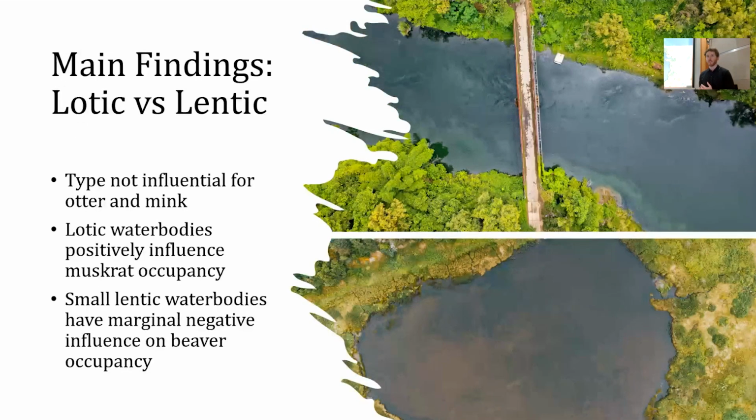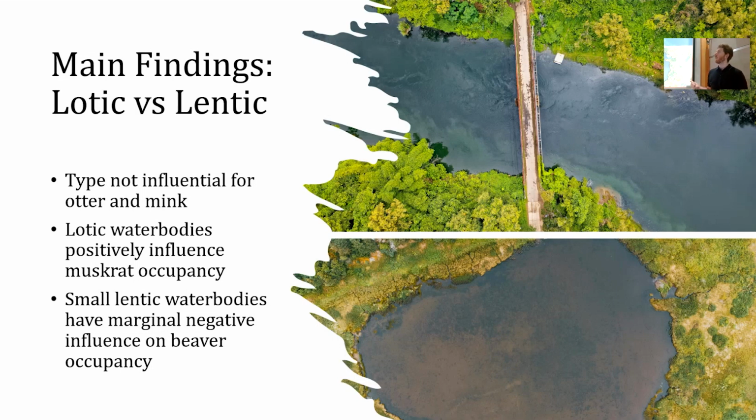I also found some interesting differences between water body type. Specifically, that type wasn't influential for otter and mink occupancy. While that may not seem interesting, it's really suggesting that if you're not more likely to find these species in one over the other, they're likely using both. And I think that does have some implications for previous research as well as future research looking at these species' distributions, especially when you have both lentic and lotic water bodies on the landscape simultaneously.